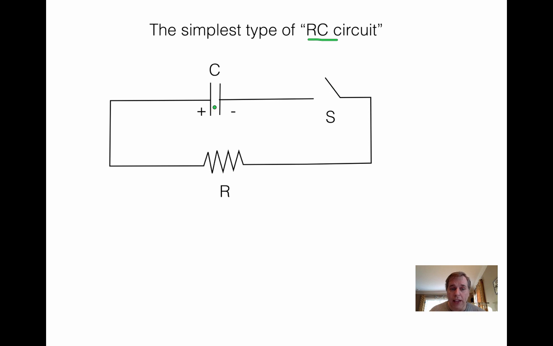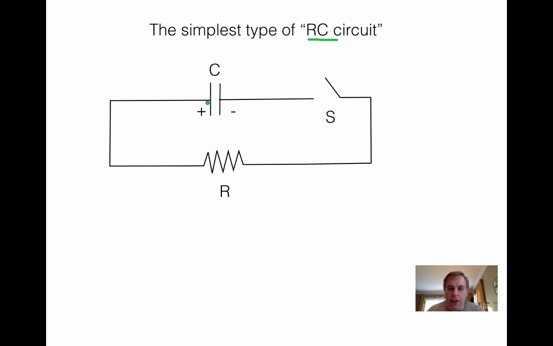Now, I'm going to assume that the capacitor is initially charged. So there are some charges on the plates of the capacitor. If the capacitor was uncharged, then nothing will happen here. You have an uncharged capacitor, you have a resistor, there's no battery here, you close the switch, nothing will happen. So let's assume that there are some charges that were already put on the capacitor by some other means that we don't worry about.